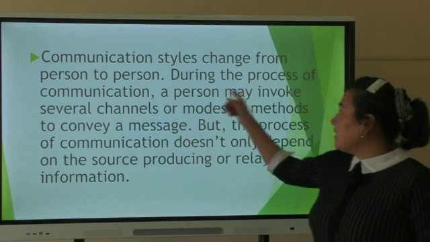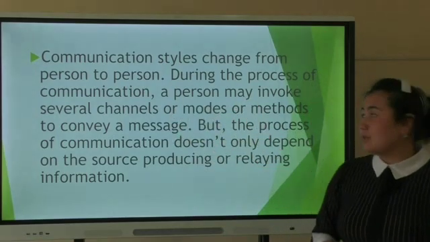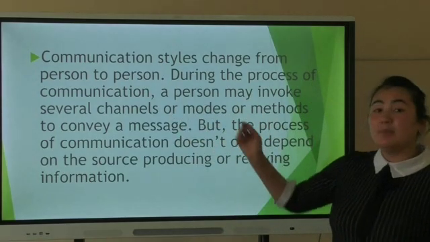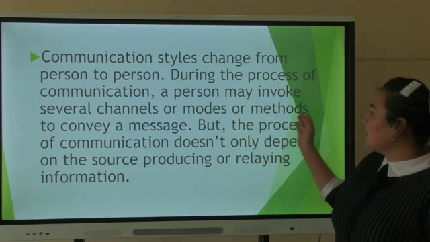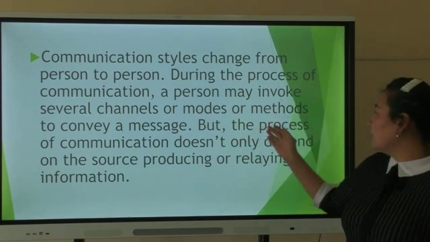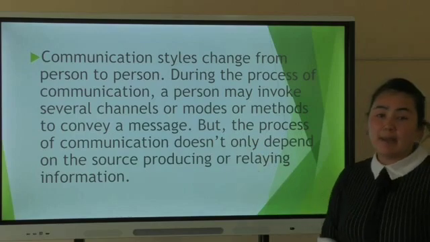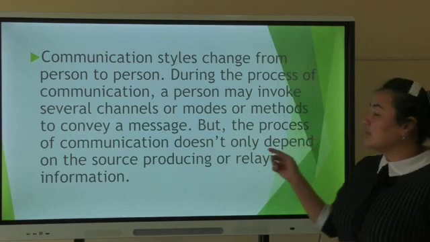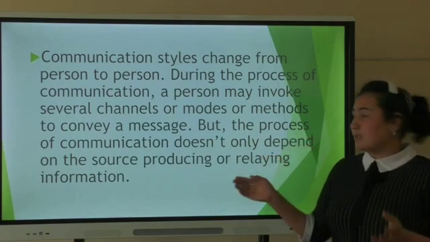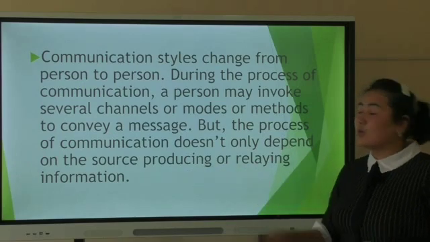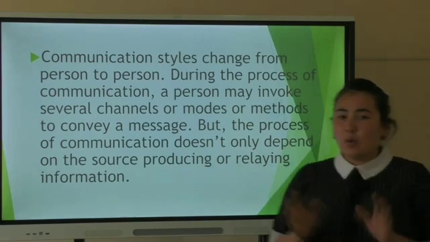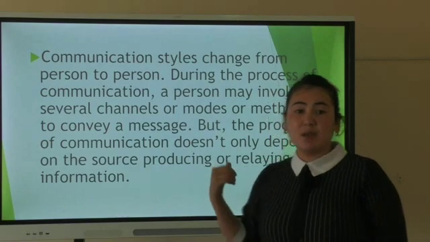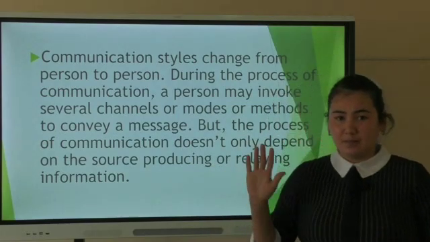Students, communication styles change from person to person. During the process of communication, a person may invoke several channels or modes to convey a message. But the process of communication doesn't only depend on the source producing or relaying information. Now we have one video to explain our topic. Let's see and enjoy.